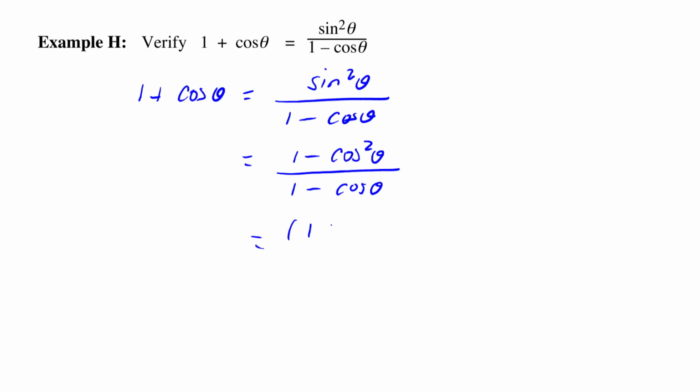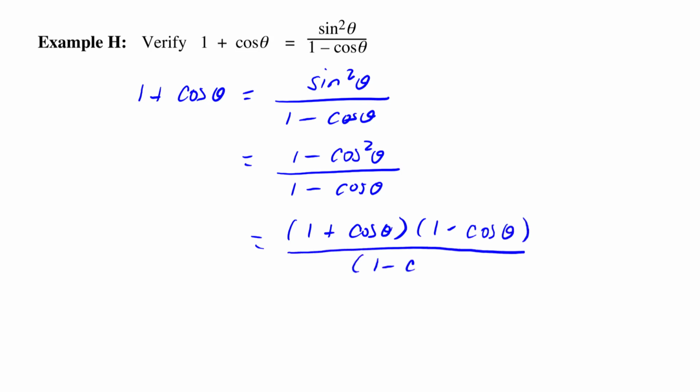Well, that numerator has turned into the difference of squares, so we can factor it into 1 plus cosine theta times 1 minus cosine theta. And it's all divided by 1 minus cosine theta. And you might notice that in the numerator and denominator now, yes, we have that common factor of 1 minus cosine theta, and it divides out. And notice what we're left with, just 1 plus cosine theta, and that's what we're looking for. QED.